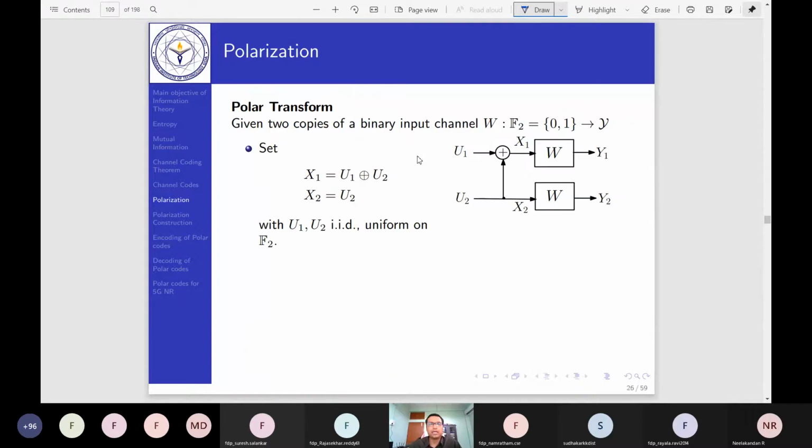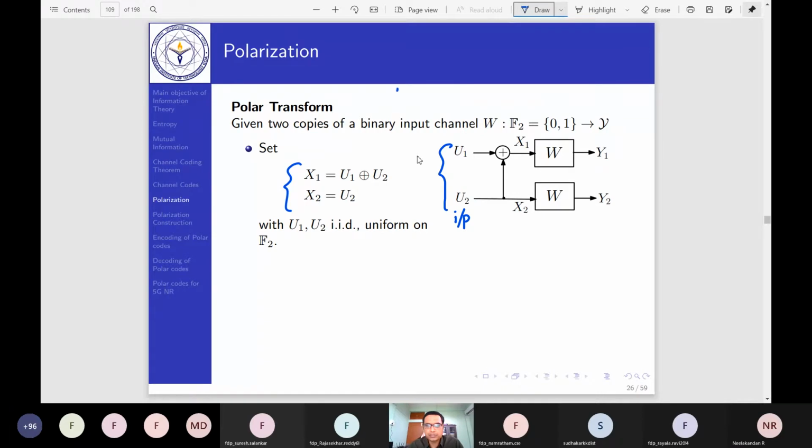Okay, now let us try to understand the basic polar transform. So this is known as the basic polar transform. U1 and U2 are our actual inputs. Simply, we are doing only this transformation: X1 is equal to U1 modulo-2 summation of U2, where the modulo-2 summation is done here, and X2 equals U2. And these X1, X2 are transmitted over the channel W.